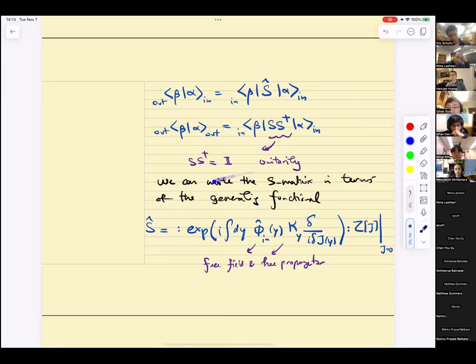So now here's an expression. You could write down the S matrix in terms of the generating functional of correlation functions. How? Z[J] is the generating functional. You're going to take the derivative with respect to J, put K here, and phi hat there. This is the free field, and this is the free propagator. So I invite you guys to think about why this is the S matrix. But the S matrix could be written fully non-perturbatively in the following form.